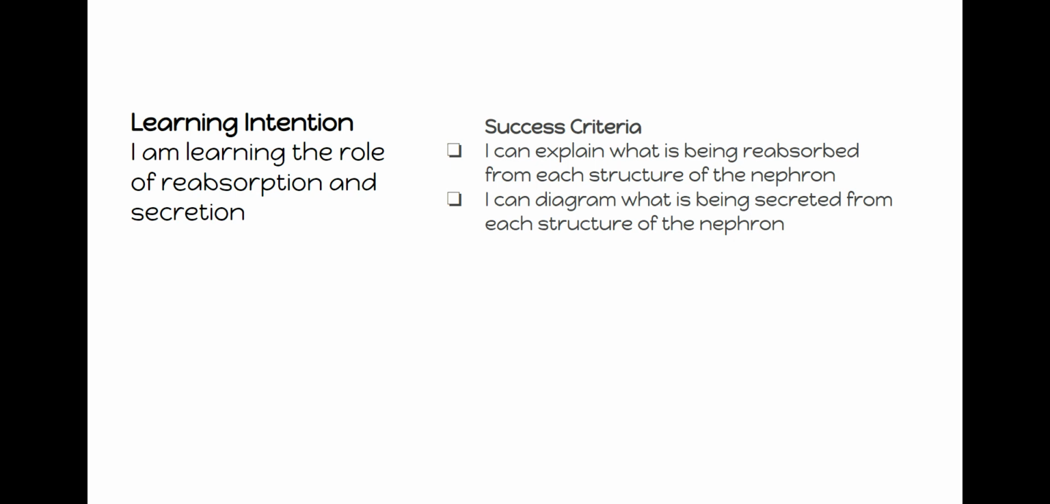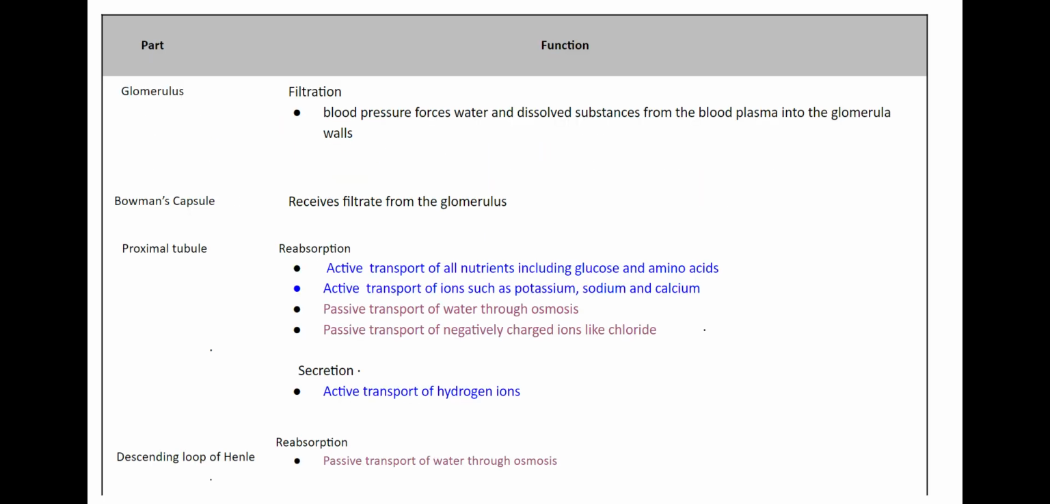Today, you will know that you have started down the path of understanding because you can explain what is being reabsorbed from each structure. There's a lot of different materials being reabsorbed, and I'll talk about what the word reabsorb means in a second, and where it's being reabsorbed from. And then you should also be able to diagram or explain what things are being secreted, and again, we will be talking about what that word secretion means. You have a chart in your notes like this, and essentially it goes piece by piece talking about the different things that are absorbed and secreted.